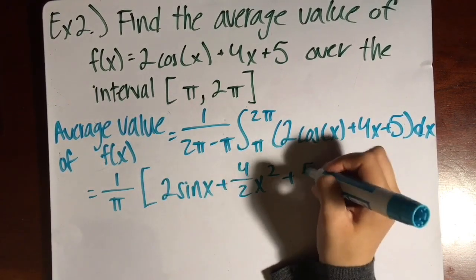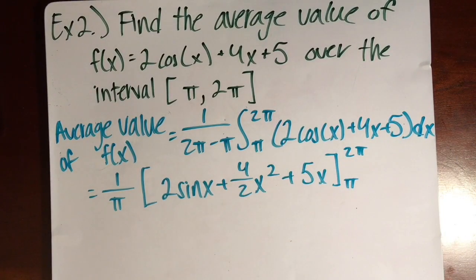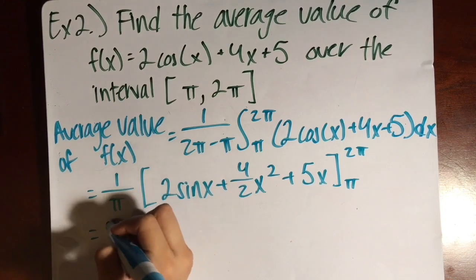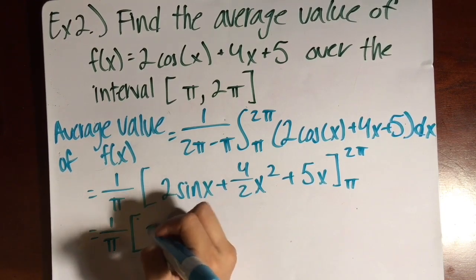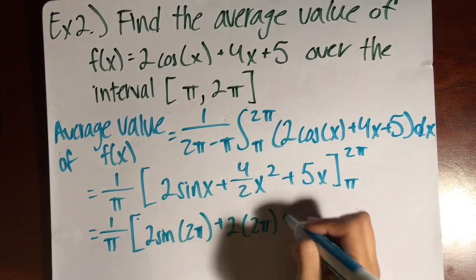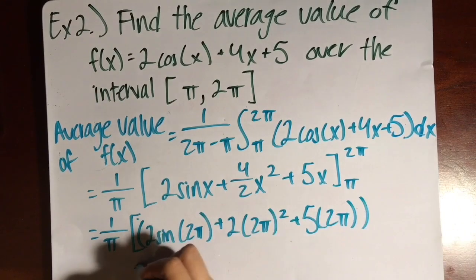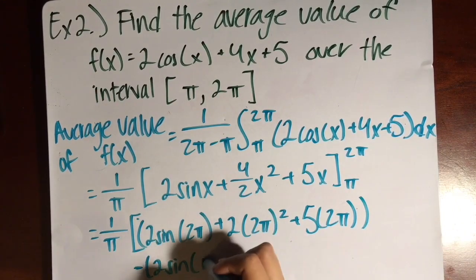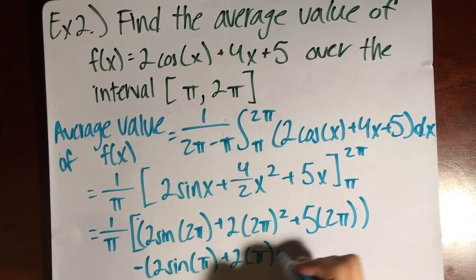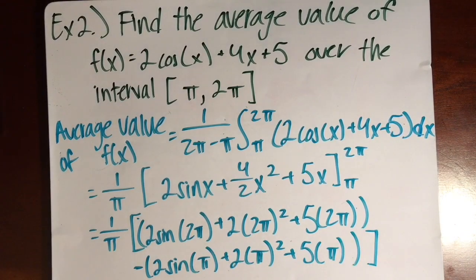So you should get 1 over pi times 2 sine x plus 4 over 2 x squared plus 5x from pi to 2 pi. Plug in the limits of the integral into the equation. So you should get 1 over pi times 2 sine 2 pi plus 2 times 2 pi squared plus 5 times 2 pi minus 2 sine pi plus 2 pi squared plus 5 times pi. Then simplify.